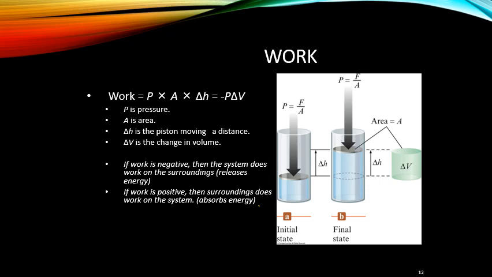If my work is positive, then that means the system is getting work done on it by the surroundings. So it's absorbing energy, and I would have a smaller volume. Now my delta V, again final minus initial, would be a negative number. Negative P times a negative delta V gives me an overall positive W for that scenario.